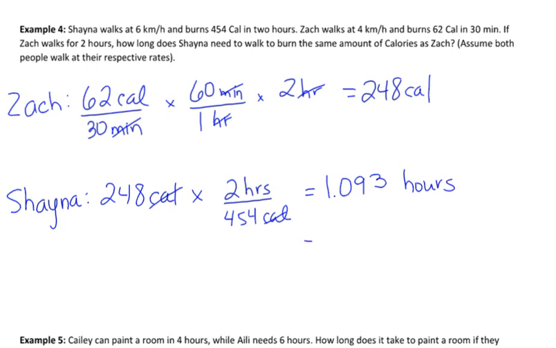Or, you know, 1 full hour, 1 hour, and then 0.093 times 60 minutes to figure out how many minutes of an hour that would be. And that is 6 minutes. So an hour and 6 minutes, or 1.093 hours, is how long she'd have to walk to burn the same amount of calories as Zach.